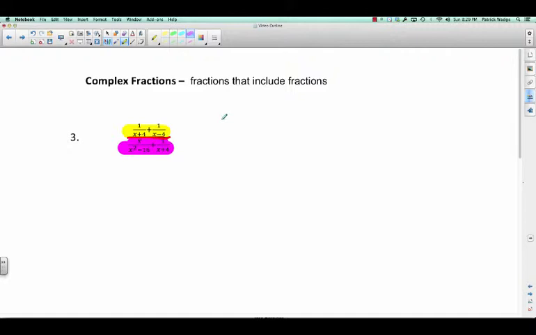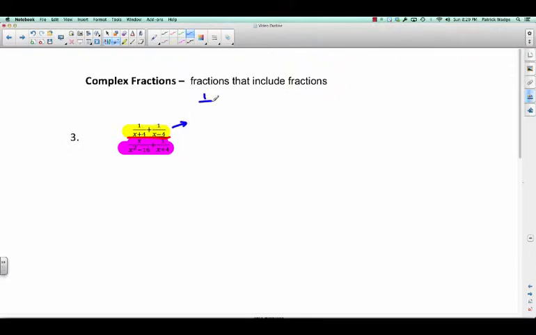Now there's a couple ways you could solve this. One way you could solve this is you could find the common denominator of all four of these, the x plus 4, the x minus 4, the x plus 4, and the x squared minus 16, and multiply everything by the lowest common denominator. That's fine. The other way you could do it is you could consider just the top and get an answer, just the bottom and get an answer, and then divide. And I kind of prefer that method. So let's do that.